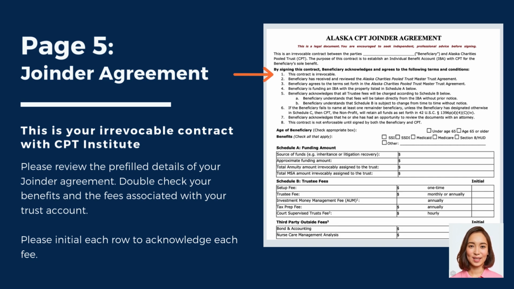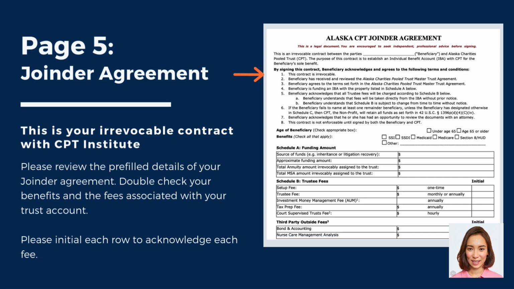First, confirm the trust beneficiary's age and benefits. The Schedule A Funding Amount section is the funding details outlining the initial amount that will be added to your trust account. The Schedule B Trustee Fees section outlines the fees associated with administering your trust account. These fees will be directly charged to the account.